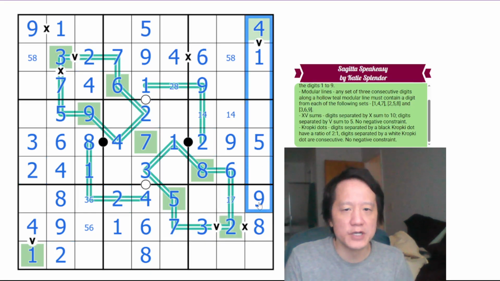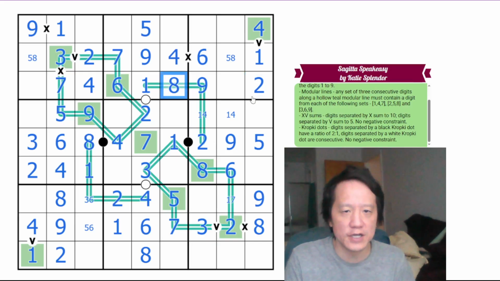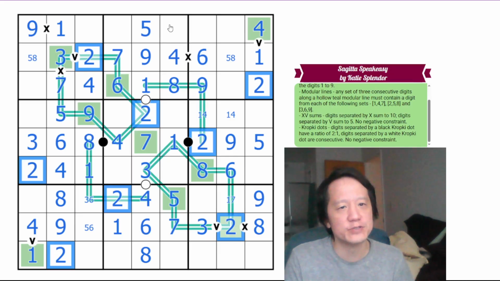Where is the 2 in column 9? Can't be here because of the 2 in the box. Can't be here because of the 2 in the box, and this is filled out, so this must be a 2, which makes this not 2. This is an 8. We should have 8 2s now. We do. We know where the last 2 has to be. It has to be here.